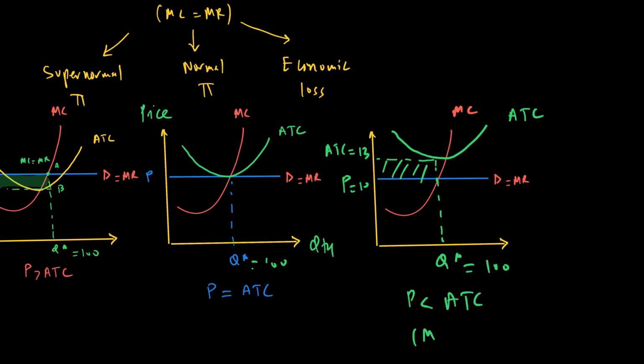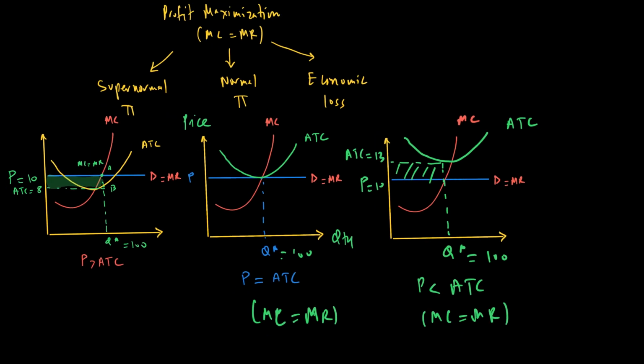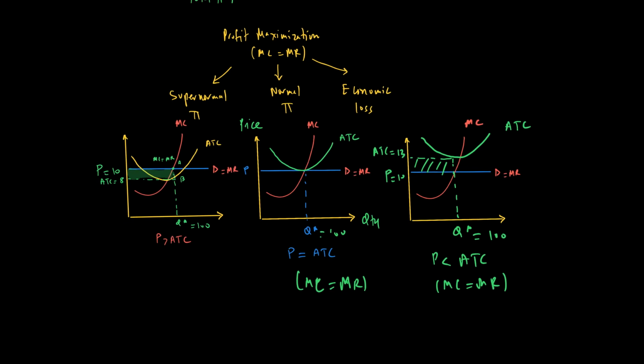So again, MC is equal to MR in all the cases, but in all the cases, my ATC will determine whether I'm making supernormal profit, normal profit, or economic loss. So this is basically the case for a price taking firm. For a price setting firm, however, the only difference is that the demand curve would be drawn differently.